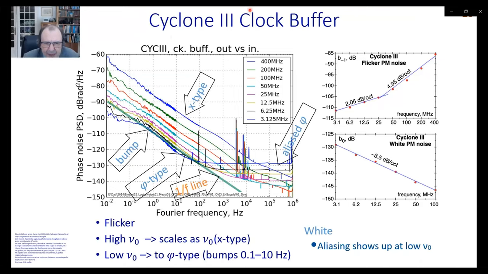And this is an example taken from a Cyclone 3 FPGA. This Cyclone 3 is configured just to repeat the clock frequency from an arbitrary pin that is used as the input to an arbitrary pin that is used as the output. So what we see at high frequency is exactly the same thing as we have seen before. So we have time-like flicker noise until a critical frequency where the output buffer limits the flicker of the output.